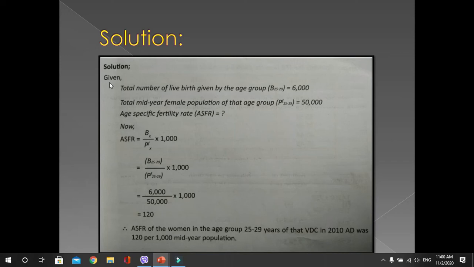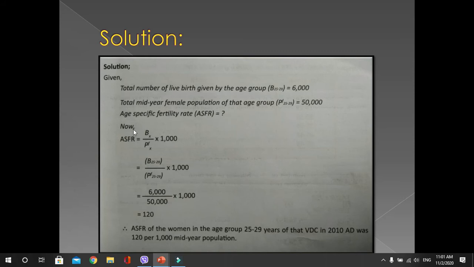You have to present the given in language as well as in symbol. Total number of live births given by the age group, B 25 to 29, is 6,000. Total median female population of that age group, PF 25 to 29, is 50,000. And ASFR is equal to what?